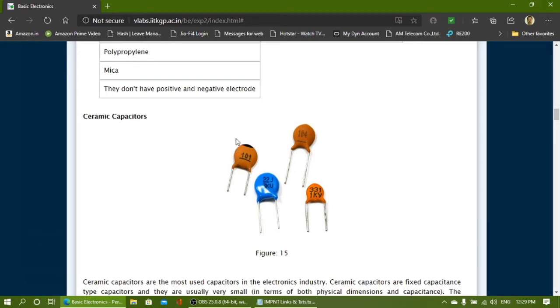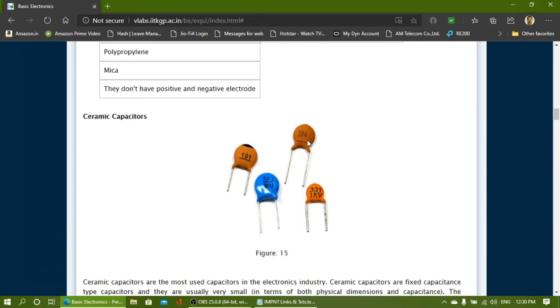is always picofarad. So for this capacitor, here it is written 22, and J is for tolerance only. For this capacitor you should take the value as 22 pF only.